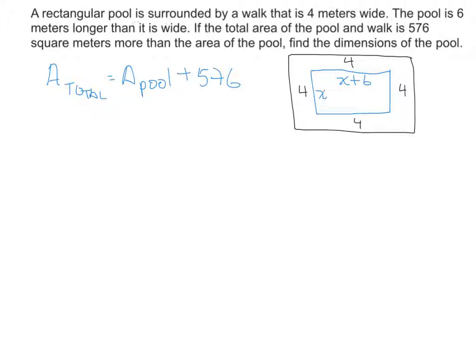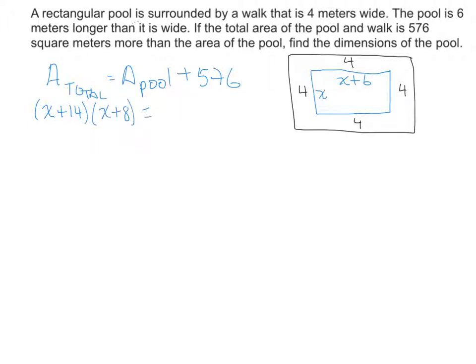But in this case, we should be able to find an expression for the total area. And of course, since it's a rectangle, we'll multiply the length times the width. Now, the length of the pool is x plus 6, but the total area has 4 sticking out on each end. So that's x plus 6 plus 8, which is x plus 14. So I'm going to write that as x plus 14. And the total width then is going to be x plus 8 as well.